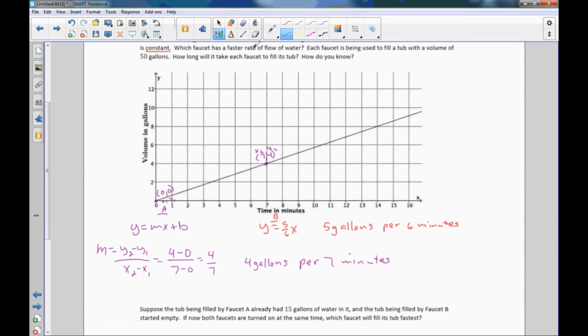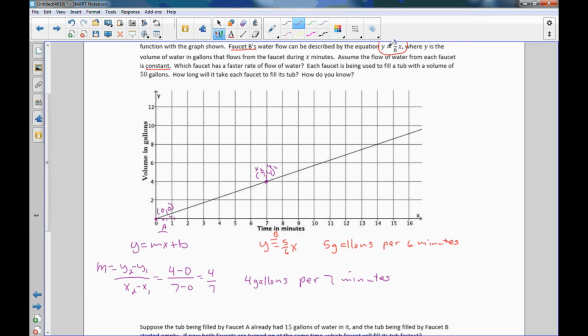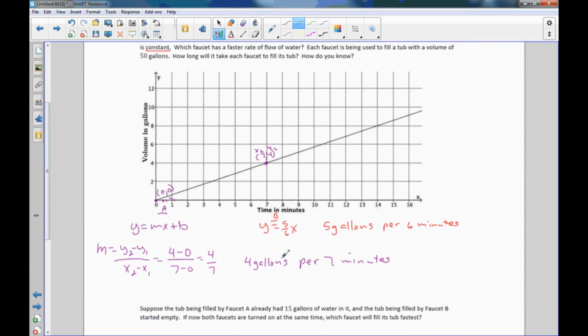So it says which faucet has a faster rate of flow, so you would say faucet B. Okay, faster rate of flow. 5 per 6 is more than 4 per 7. How long will it take each faucet to fill its tub, if the tub holds 50 gallons, and it says, how do you know? So what you want to do is, the volume is Y, so I'm going to substitute in 50 into each equation.